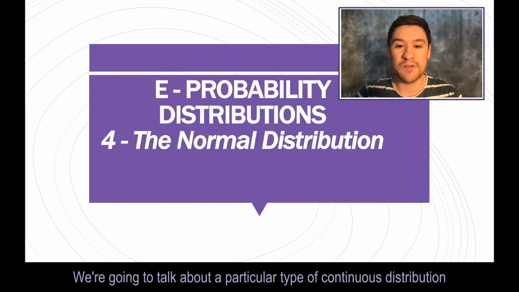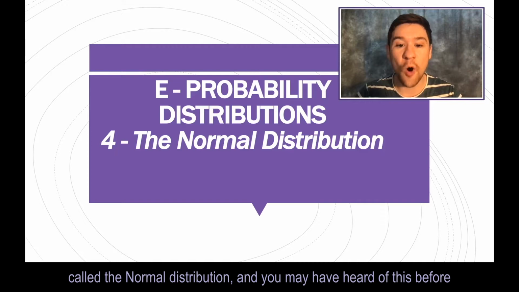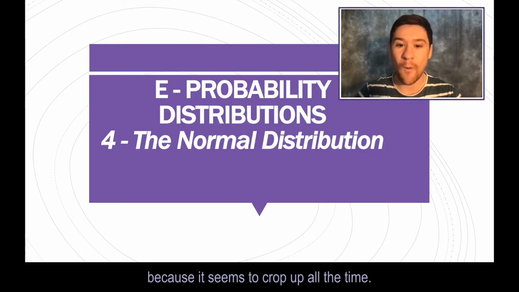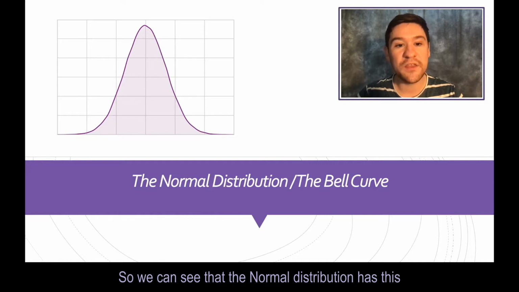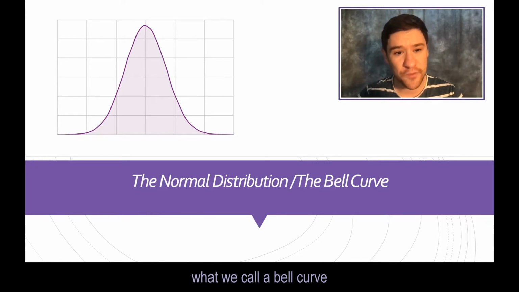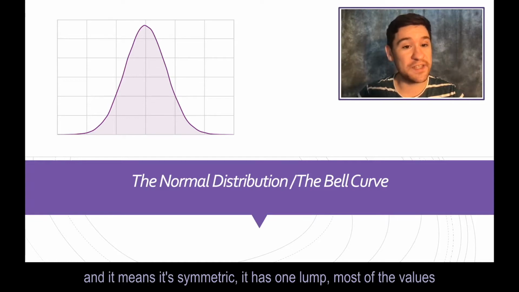We are going to talk about a particular type of continuous distribution called the normal distribution. You may have heard of this before because it seems to crop up all the time. This is what the normal distribution looks like. This is its PDF. We can see that the normal distribution has what we call a bell curve, and it means it's symmetric.